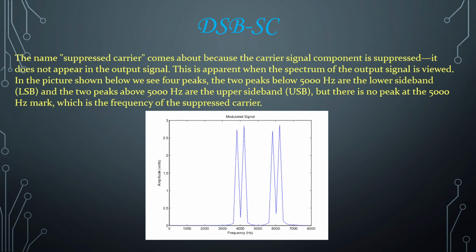So the name suppressed carrier comes about because the carrier signal component is suppressed. It does not appear in the output signal. This is apparent when the spectrum of the output signal is viewed. In the picture shown below, we see 4 peaks. The 2 peaks below 5000 Hz are the lower sideband, LSB, and the 2 peaks above 5000 Hz are the upper sideband, USB. But there is no peak at the 5000 Hz mark, which is the frequency of the suppressed carrier.